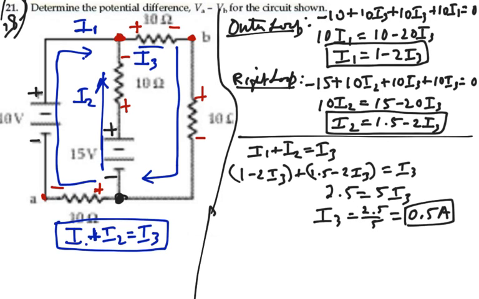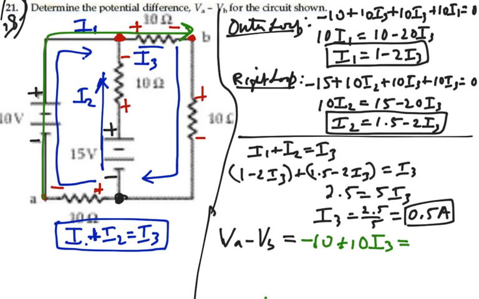We want to find VA minus VB. So for VA minus VB, we're going to walk our way from A to B. Let's do it so that we only use I3. So I'm going to walk from A to B this way. And if I do that, then that'll be equal to a negative 10 plus 10I3.